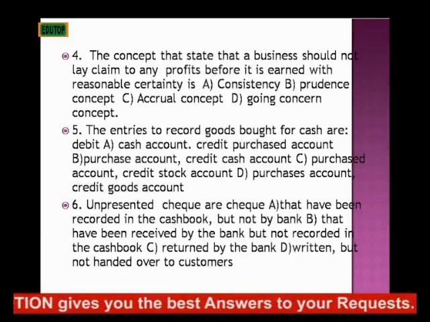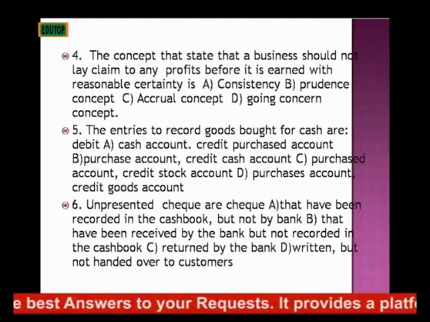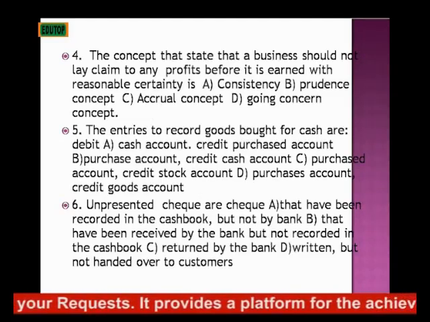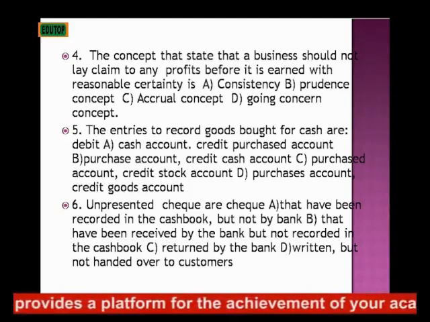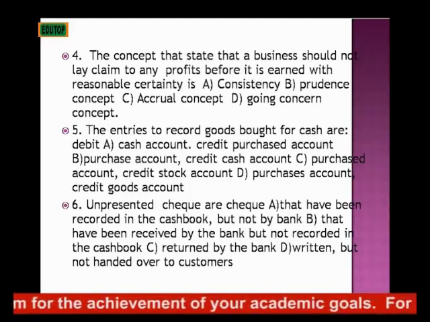The fourth question says the concept that states that a business should not lay claims to any profit before it is earned with reasonable certainty is A, consistency, B, prudence concept, C, accrual concept, and D, going concern concept.